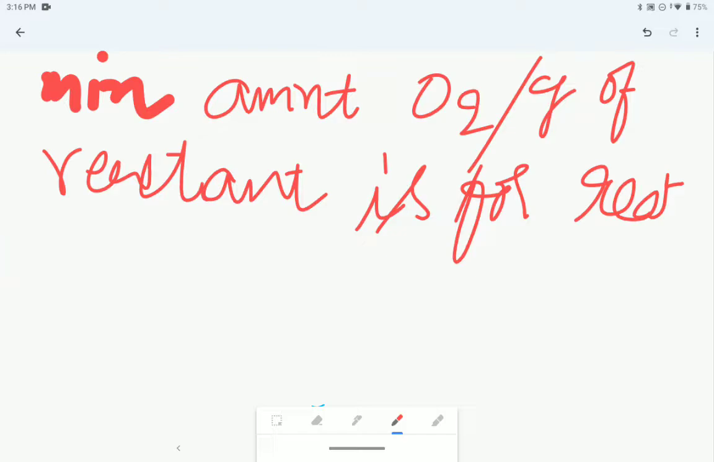I don't know whether you understood the question or not. I once again repeat this question. The minimum amount of oxygen consumed per gram of reactant is for the reaction. That means for which of the following reactions the least amount of oxygen is consumed.